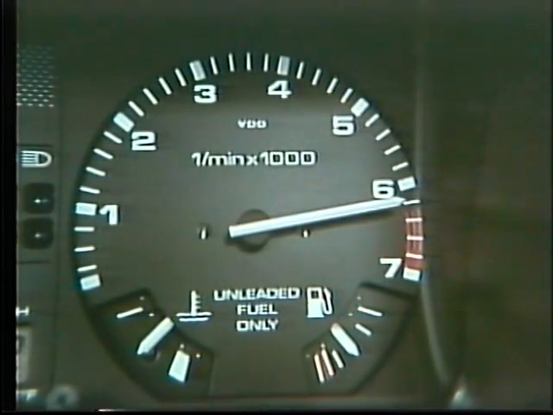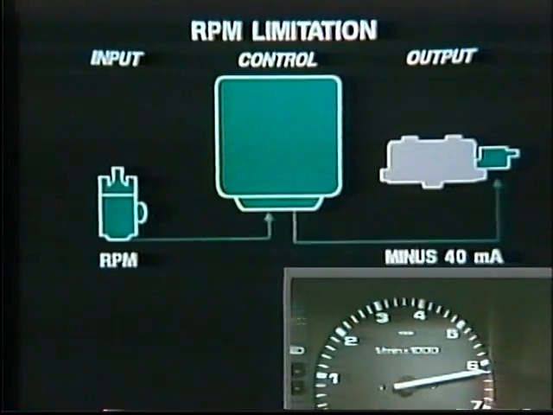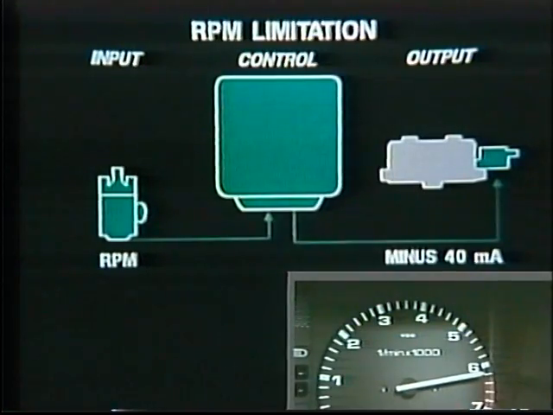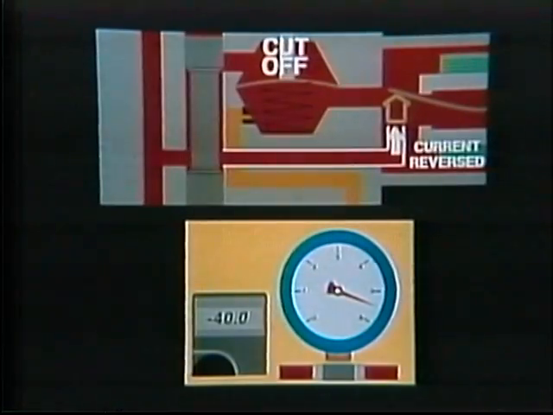On cars with RPM limitation, signals from the ignition circuit cause output as reversed current, minus 40 milliamps in this case, to protect the engine from overspeeding. With current reversed, system pressure is present in both chambers, so the spring pushes the diaphragm up to cut off injected fuel. The same thing happens in cars using coasting cutoff.